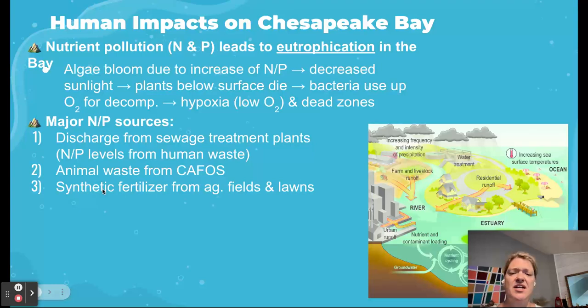And then a lot of synthetic fertilizer that we put on our lawns. If you fertilize your grass, which if you live in a subdivision, you probably do, or agricultural fields, this can all lead to large sources of nitrates and phosphates. Okay.